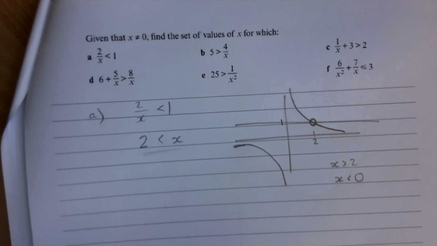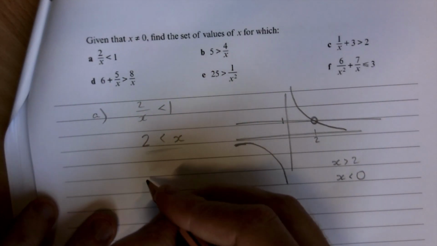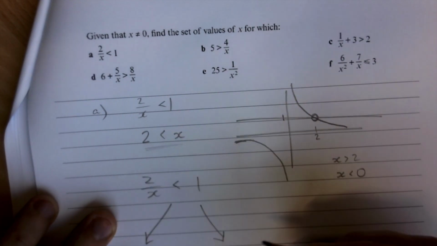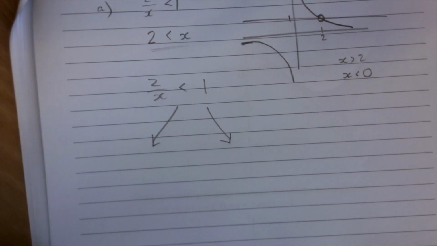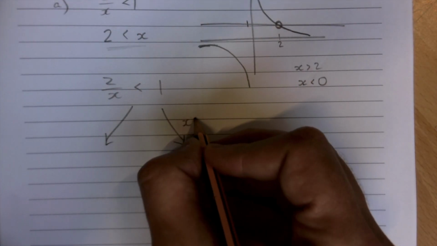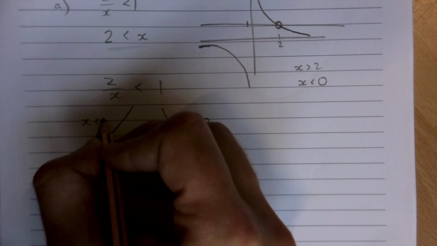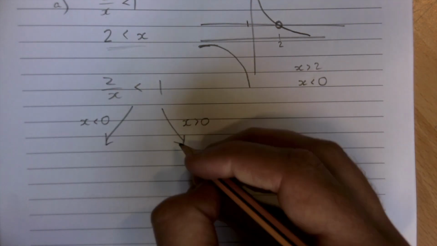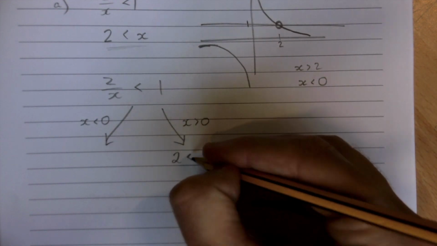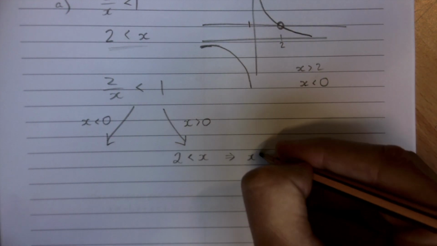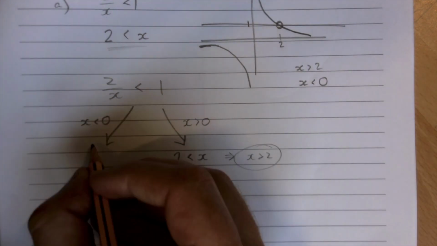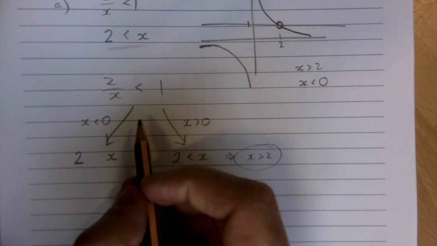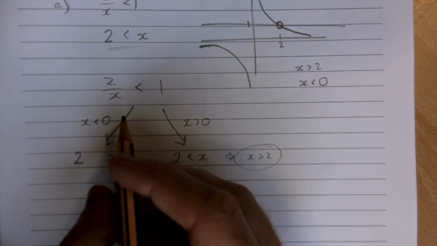The alternative, if you really, really don't want to sketch, is when you're doing this first step, you have to split it into 2. So you have to consider x being positive and x being negative. The x being positive is the easy one. That's just 2 times by x, so 2 is less than x, which means x greater than 2. This one, you still times by the x, you get 2 and x, but because you're timesing by a negative number, you flip the sign.